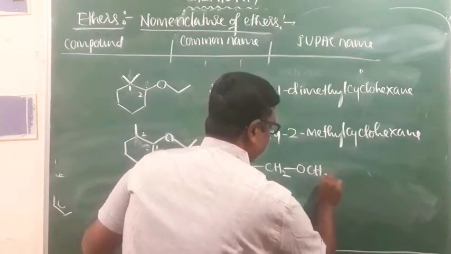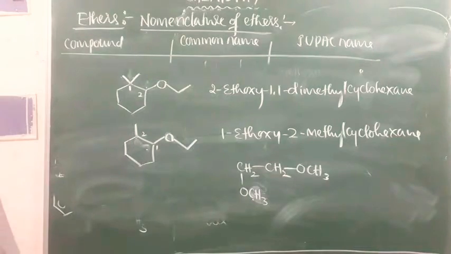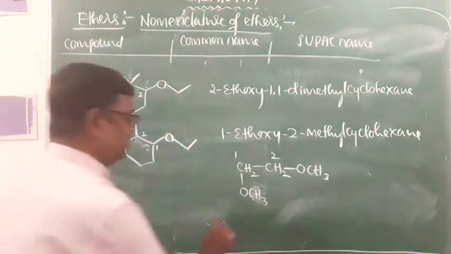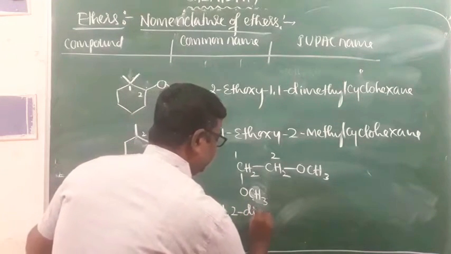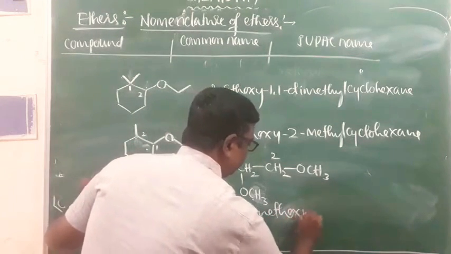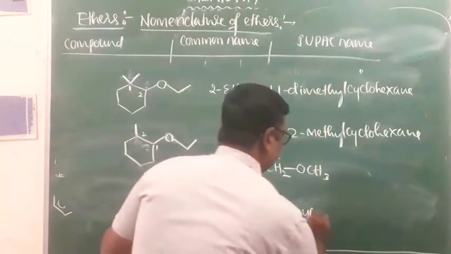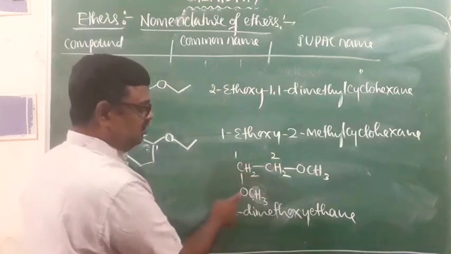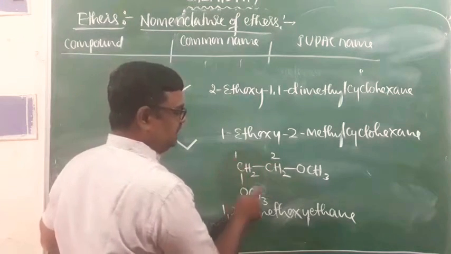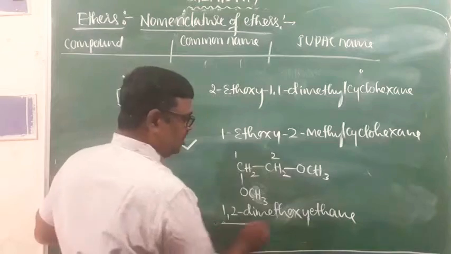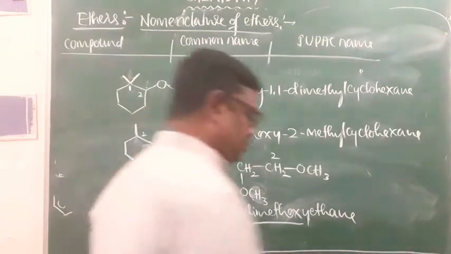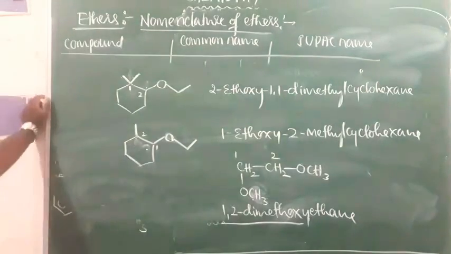This is a compound with two ether linkages, right? Then it is number 1 and number 2, that is 2 carbon atoms in the parent chain. Therefore it is 1,2-dimethoxyethane. Ethane because of 2 carbon atoms in the parent chain. First position we have methoxy. Second position we have methoxy. 1,2-dimethoxyethane. So this is what we call the IUPAC names of different ethers, right? So that is what we go for.